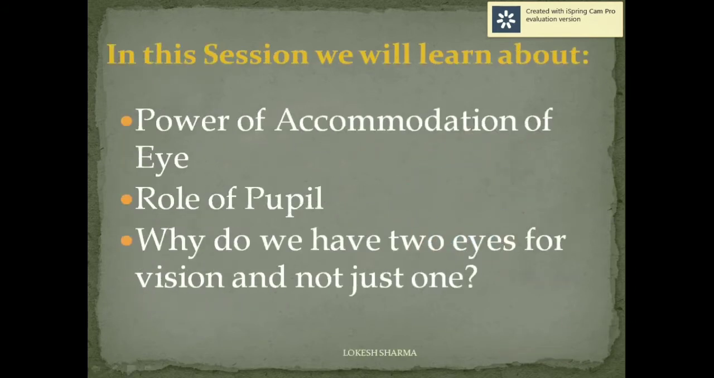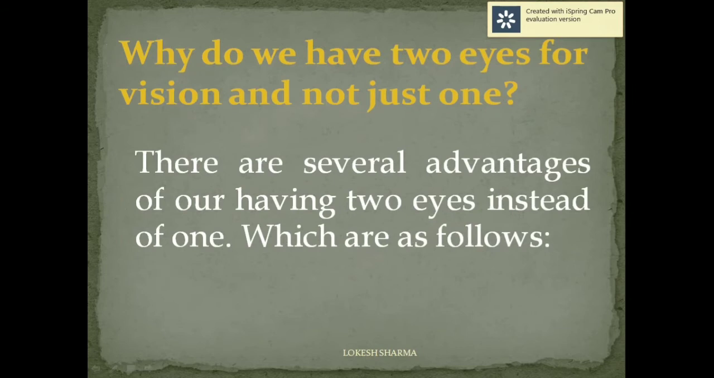In this session we will learn about the power of accommodation of the eye, the role of the pupil, and why we have two eyes for vision and not just one. First of all, we will discuss why we have two eyes for vision and not just one. There are several advantages of our having two eyes instead of one, which are as follows.